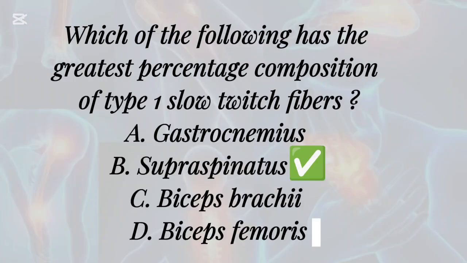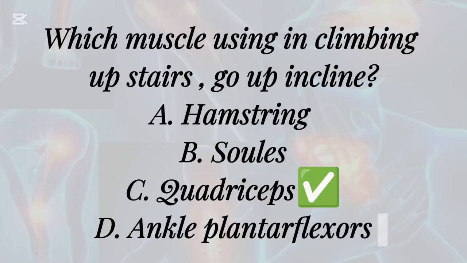Which of the following has the greatest percentage composition of type 1 slow twitch fibers? A. Gastrocnemius, B. Supraspinatus, C. Biceps brachii, D. Biceps femoris. Which muscle is used in climbing upstairs or going up an incline? A. Hamstring, B. Soleus, C. Quadriceps, D. Ankle plantar flexors.